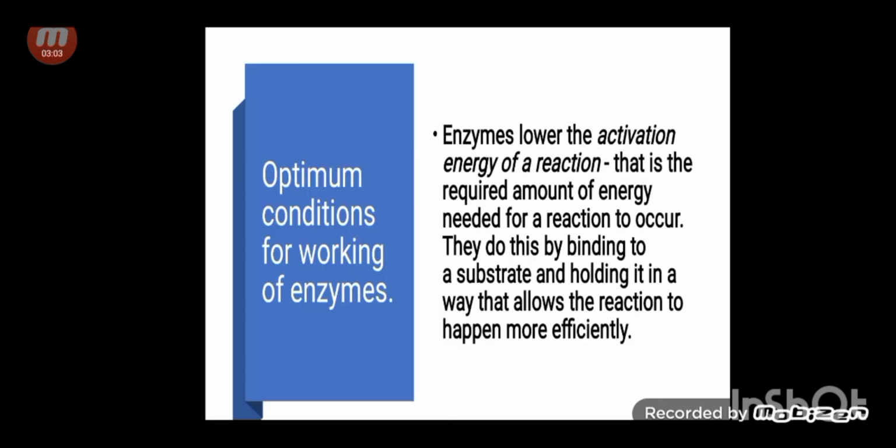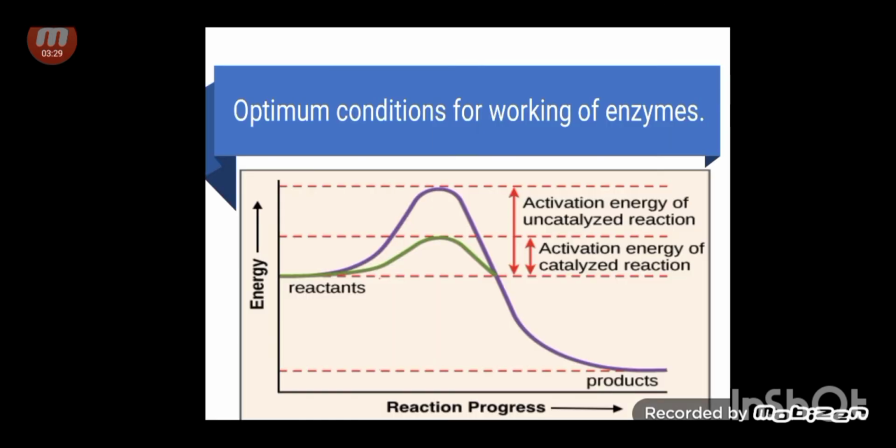Now we will talk about activation energy. What is activation energy? Basically, enzymes lower the activation energy of a reaction. It is the required amount of energy needed for a reaction to occur. They do this by binding to a substrate and holding it in a way that allows the reaction to happen more efficiently. For example, look at this picture carefully.